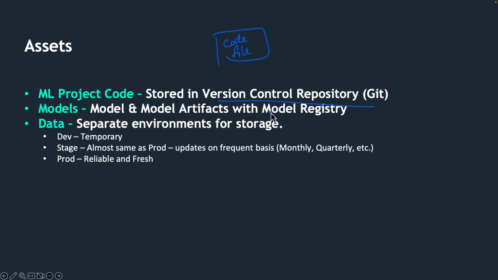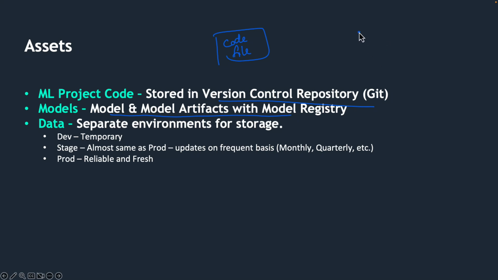Okay, so the project code of any environment will be tracked under the version control repository with the help of branches, which we call in Git. And the models and the model artifacts will be tracked with the help of the model registry. The reason is that when you're working on a project, you may use the same project code, but when you retrain any model, the model artifacts are going to change.